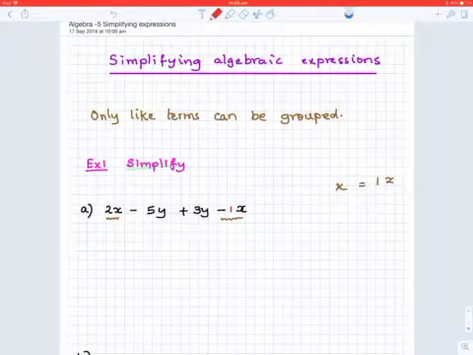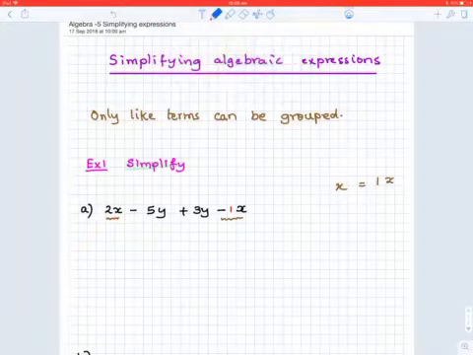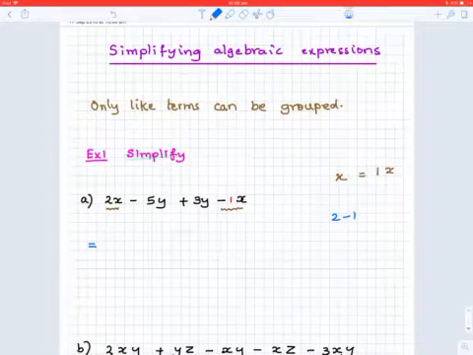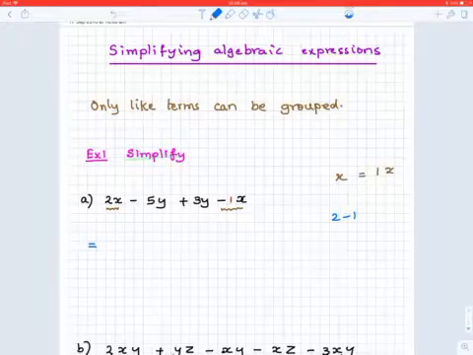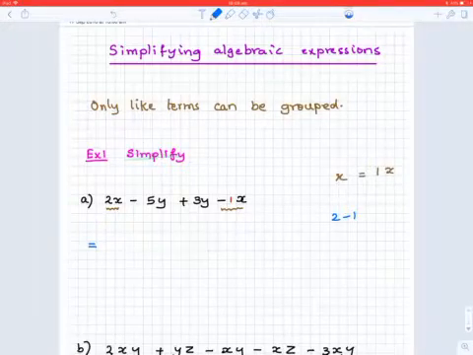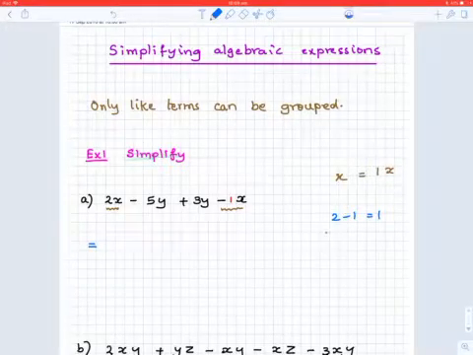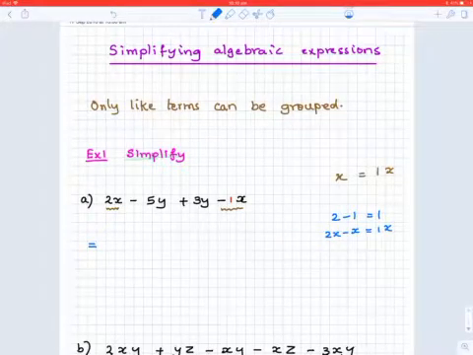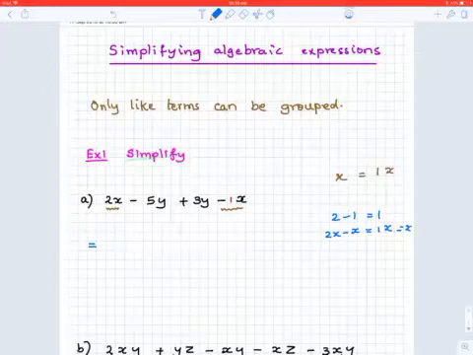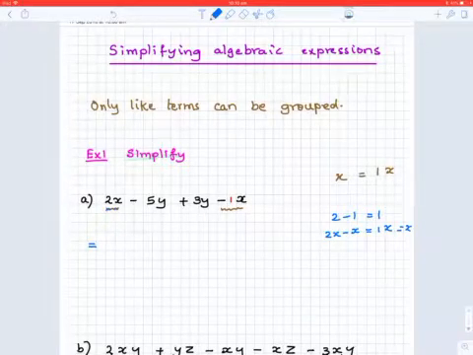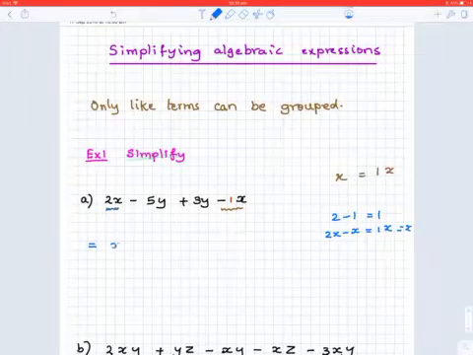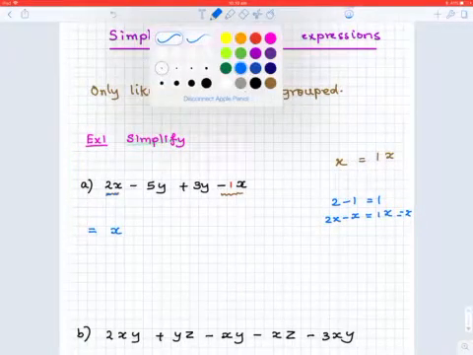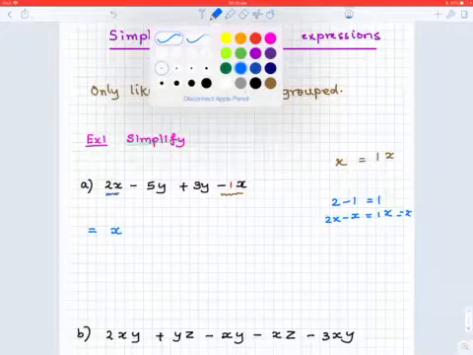So now, first we are going to combine the 2x minus x. Just look at the coefficient, which is 2. Take away 1, which is 1. Therefore, 2x minus x is 1x, or simply x. So if I combine this and this, I'm going to get x.